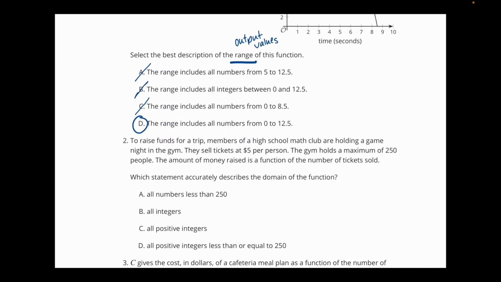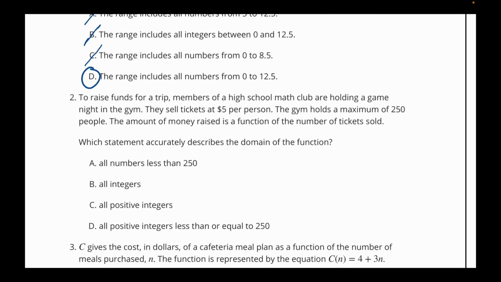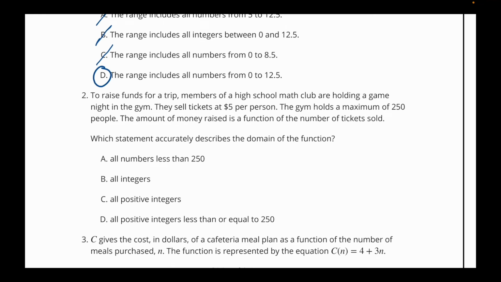Question 2, or problem 2, either way, we're looking at a field trip. So to raise funds for a trip, members of a high school math club are holding a game night in the gym. They're selling tickets at $5 per person. And the gym holds a maximum of 250 people. And the amount of money raised is a function of the number of tickets sold.